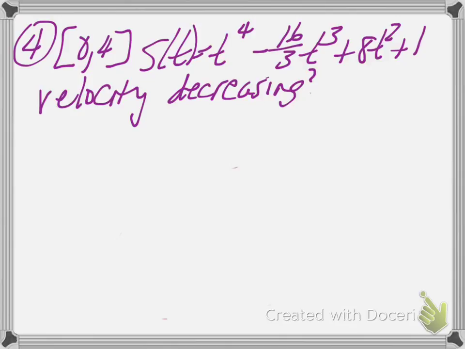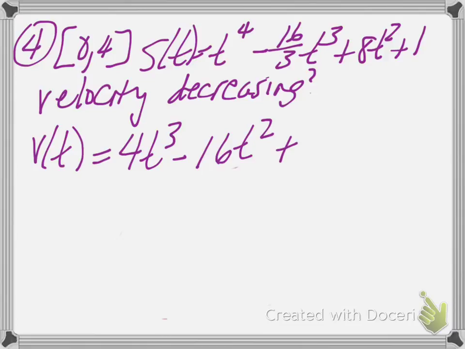Okay, so this is number 4, and question 4 is asking you, when is the velocity decreasing? Okay, so you were given the original function, and the velocity is going to be this. Okay, so when you bring this 3 over here, the 3's will cancel, and you'll get 16t.